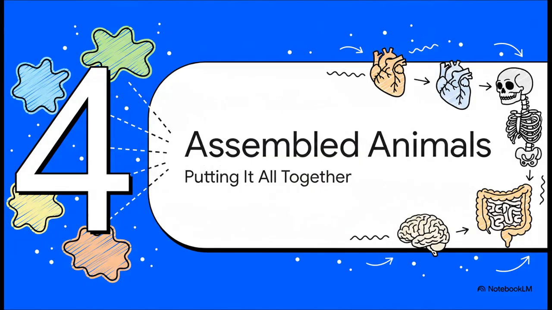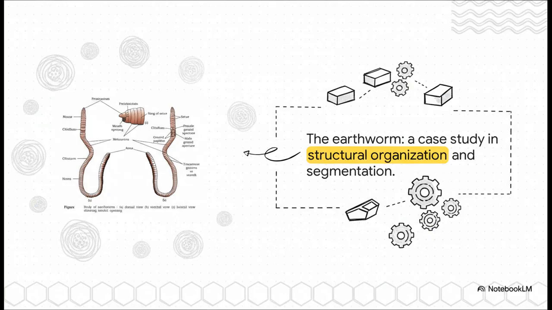Okay, so we've looked at the 4 core building materials. Let's zoom back out now and see how these 4 tissues actually come together to create a complex, living, breathing organism. Let's start with a creature that seems pretty simple on the surface: the earthworm. It might not look like much, but its body is a fantastic example of how these tissues are organized super efficiently. It's basically a masterclass in modular design.